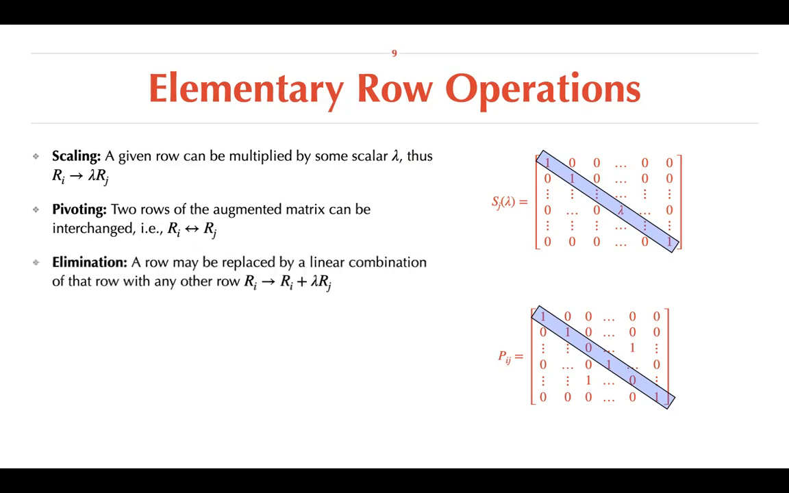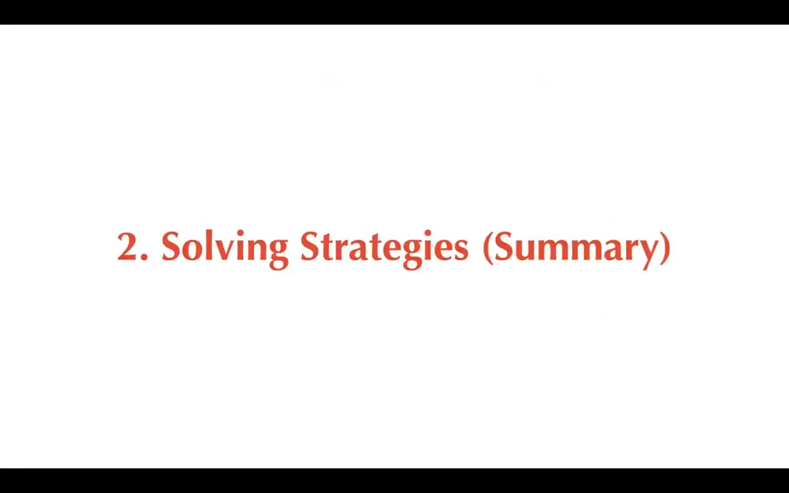And the third one is elimination. You perform this elementary row transformation in order to introduce zeros. We will talk about this when we talk about Gauss elimination. So these are three basic elementary row transformations that you will use in order to reduce your system so that it becomes simple, and then you can solve it. Now let me give you a brief summary of various solving strategies.